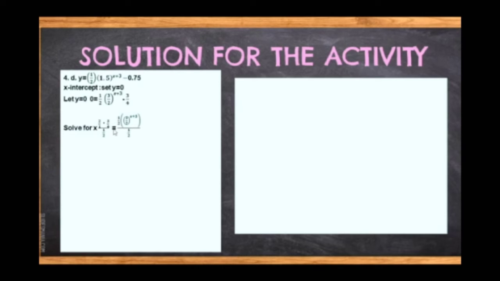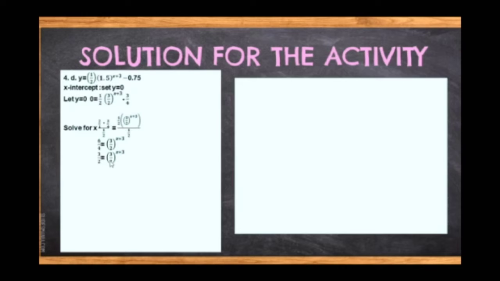Then it is equal to 1 over 2, quantity of 3 over 2 raised to x plus 3, all over 1 over 2. To simplify it, we just need to divide by 1 over 2. Then cancel 1 half. 2 times 3 is equal to 6. 1 times 4 is equal to 4. Then it will become 6 over 4. Cancel it. Bring down 3 over 2 raised to x plus 3. Then 6 over 4 is equal to 3 over 2.